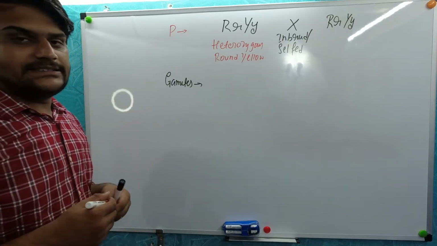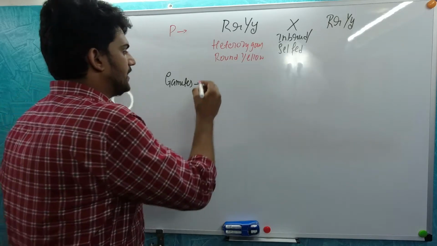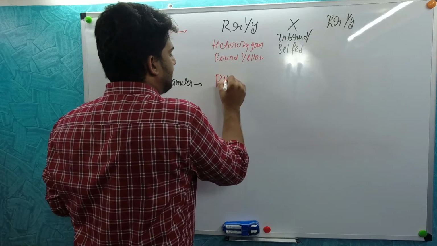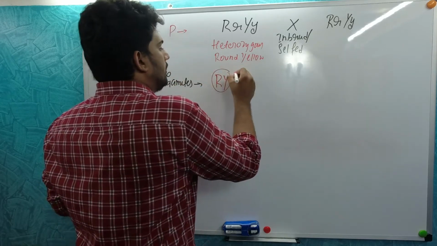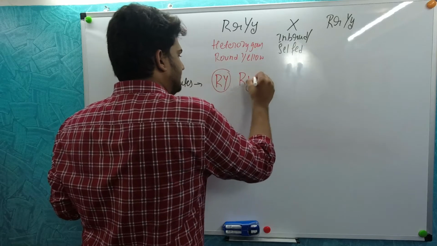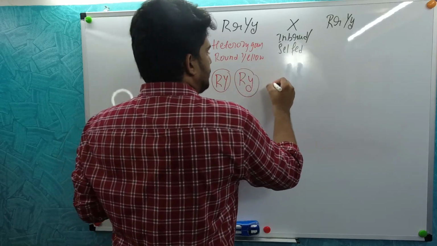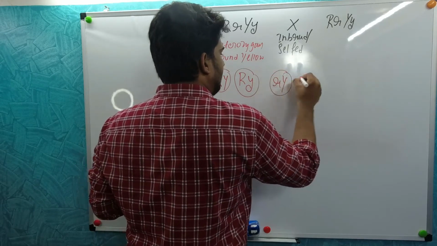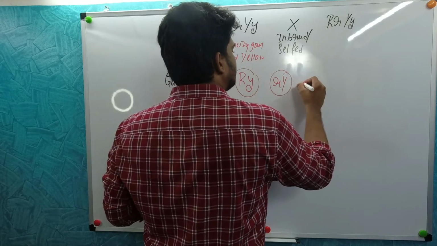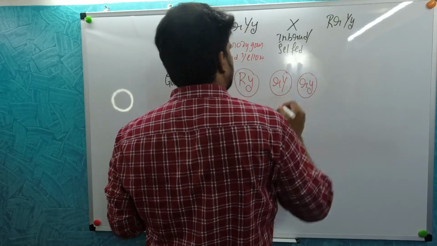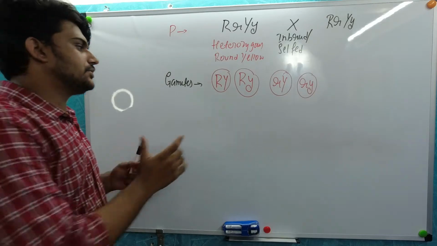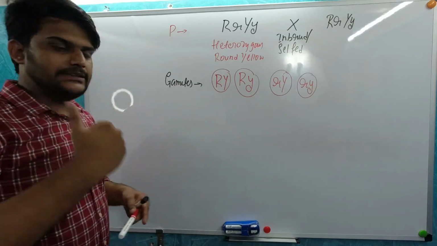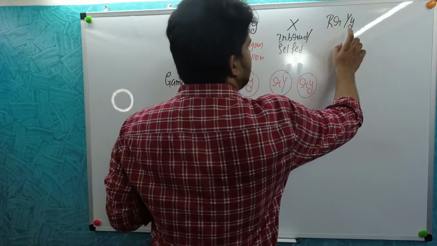And that gamete, I'll show you one by one. Okay, you just write down one by one. Capital R, capital Y, the first one. Capital R, small y, the second one. Next is small r, capital Y, and the last one is small r, small y. So he got 4 different types of gametes from one parent, and the same combination of gametes he got from the second one even.